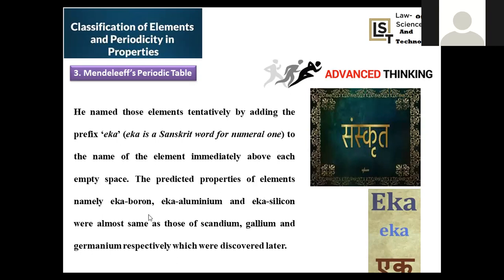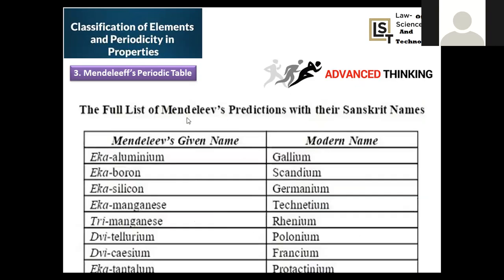One more extra is given by Eka aluminium, a word taken from Sanskrit whose meaning is one. The predicted properties of the elements, namely Eka boron, Eka aluminium, Eka silicon, were almost the same as scandium, gallium and germanium respectively. That is, Eka boron was invented as scandium, Eka aluminium is gallium, Eka silicon is germanium. So in this way he assumed one more extra will be there, and after the invention they also have equal properties, and the word Eka is taken from Sanskrit. Eka means one, right?